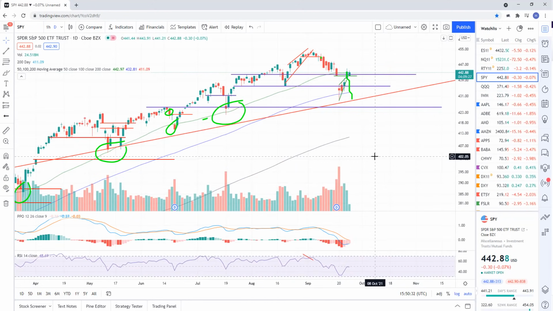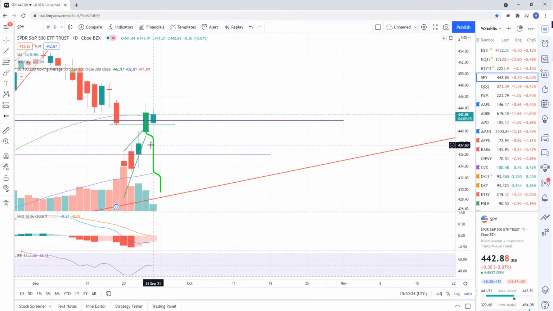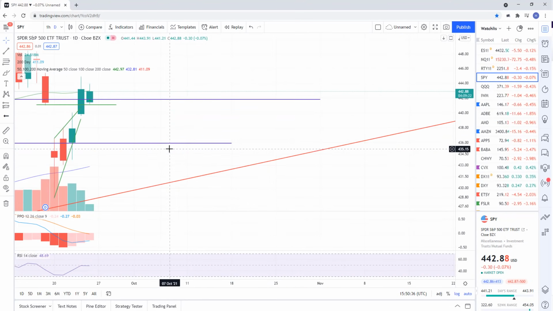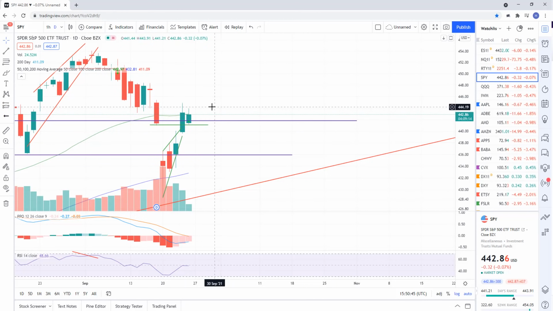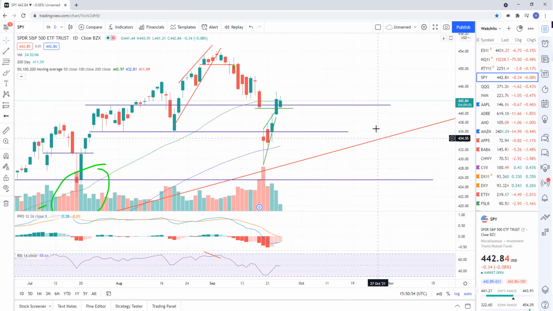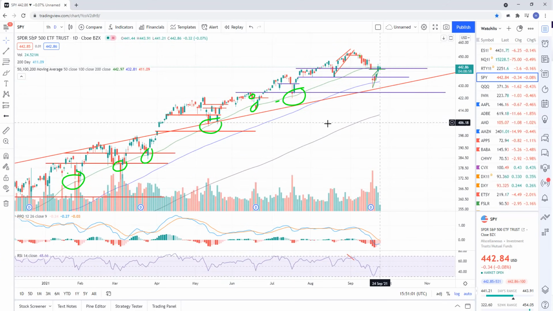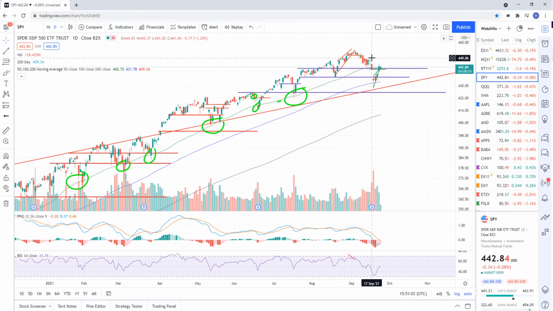Here on SPY, you can see we are back below the 50-day moving average on the daily chart. That's sitting right there at 443.01, or 442.97 actually, and we are just slightly below that, not by a whole lot, but briefly below. And so I think that's going to be resistance now. I don't think the 50 is support. I think it's resistance.